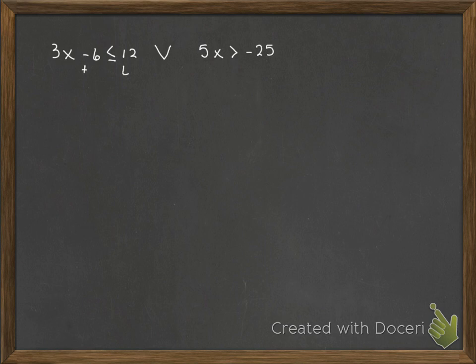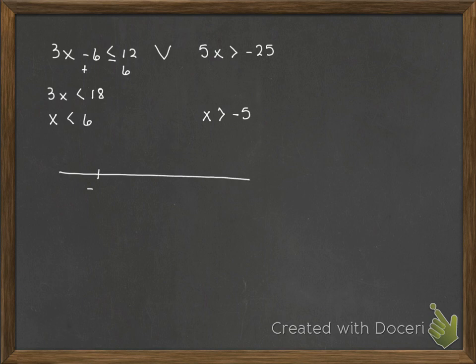So on the left side, we're going to add 6 to both sides, and we get that 3x is less than or equal to 18. Therefore, x is less than or equal to 6. We'll go on the other side, divide both sides by 5. And because the 5 that we're dividing by is positive, we are not changing the sign. So we get that x is greater than negative 5. Okay, so negative 5 is to the left of positive 6 on a number line.